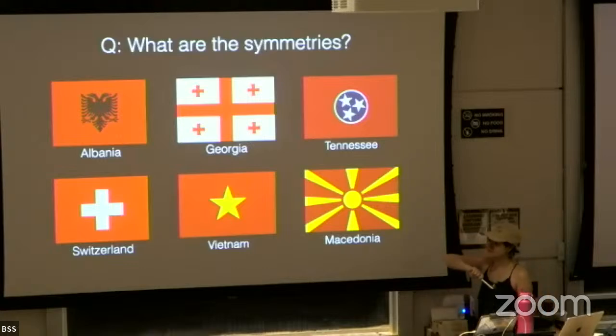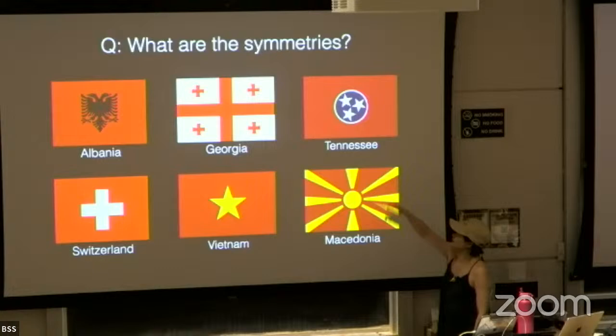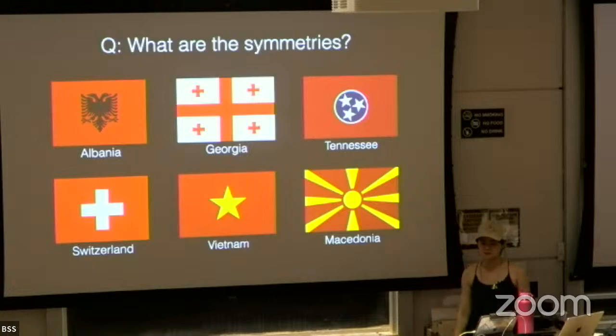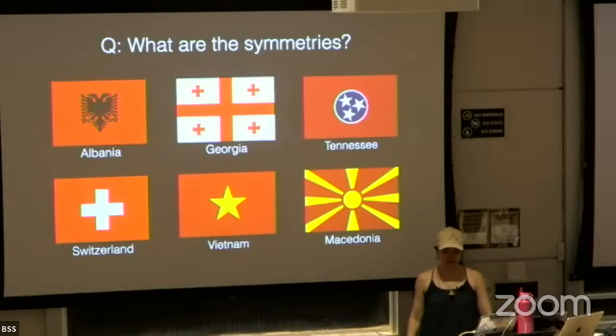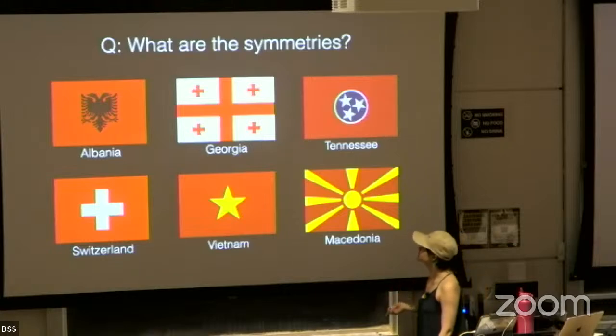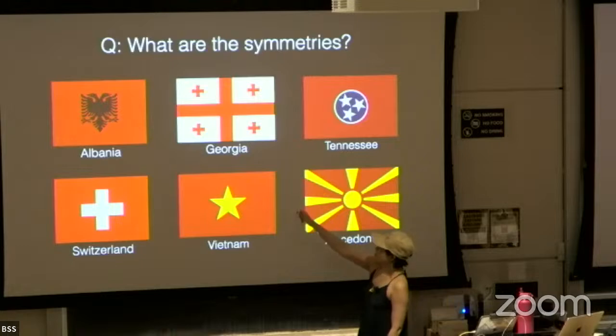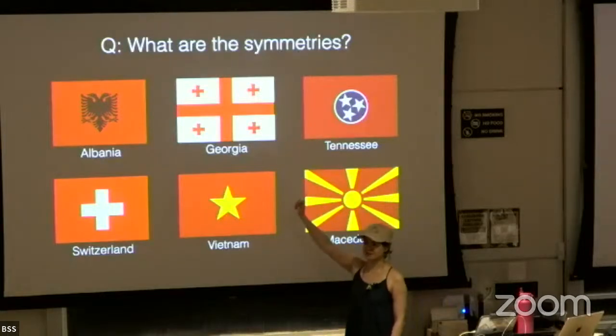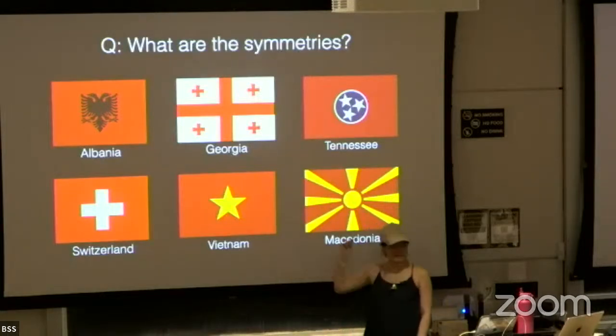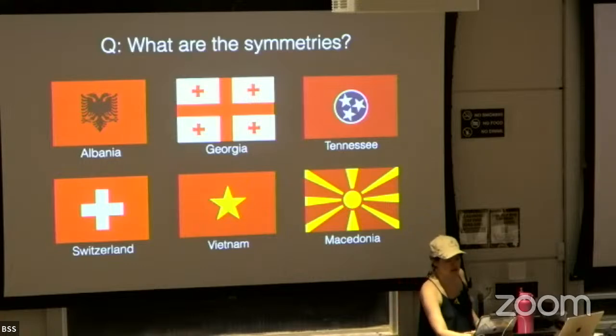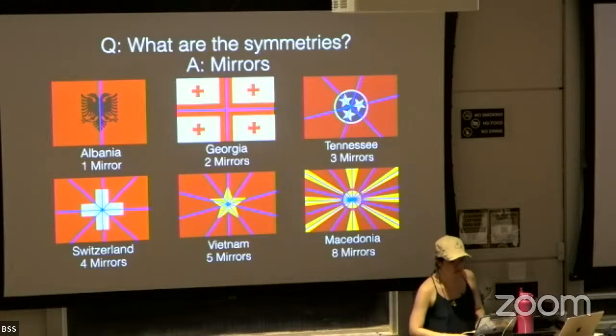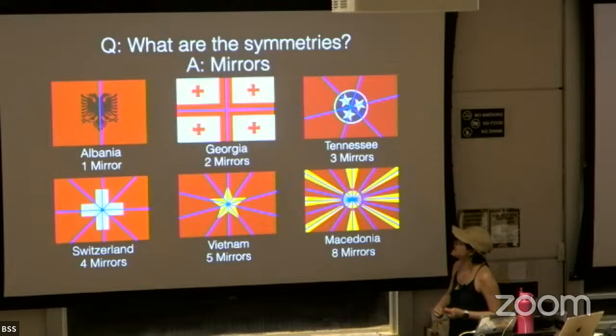Yeah, so there's actually mirrors in this too, and they're at kind of funny angles here, which is why it's hard to spot. Most of them also have some amount of rotational symmetry. Albania and Georgia don't have a rotational symmetry, but all of these 6 share mirror symmetries. So all of these have mirrors in common.